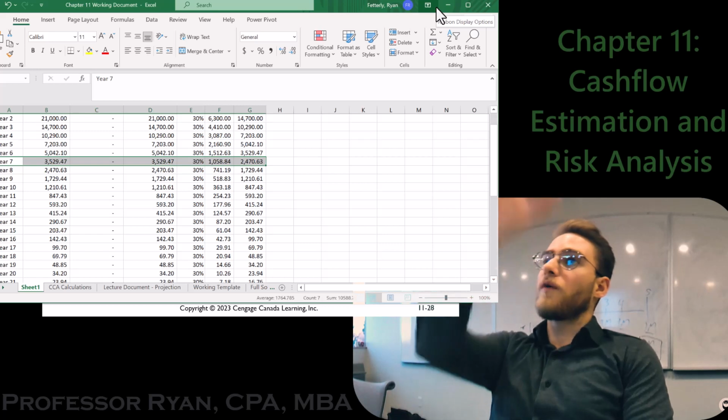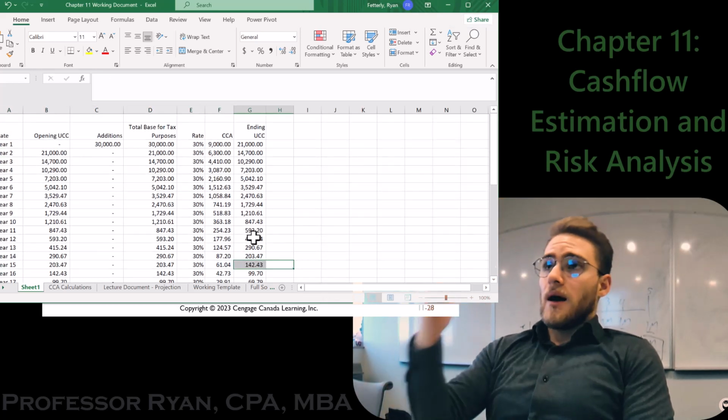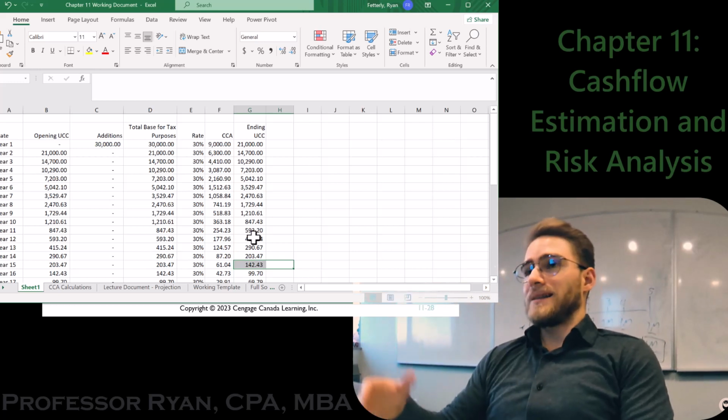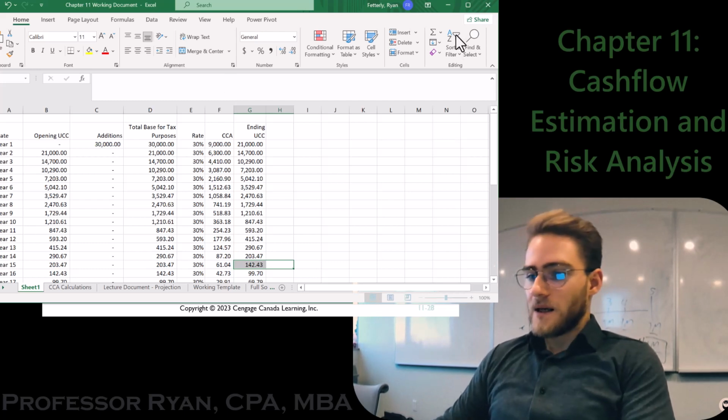So in that case, that's called a terminal loss for tax purposes. And when you over depreciate and you have a negative balance in your UCC column here, after the asset's been disposed, you would add that back to your net income and you'd pay tax on it, because you deducted too much for tax purposes and you didn't pay enough tax. Okay.